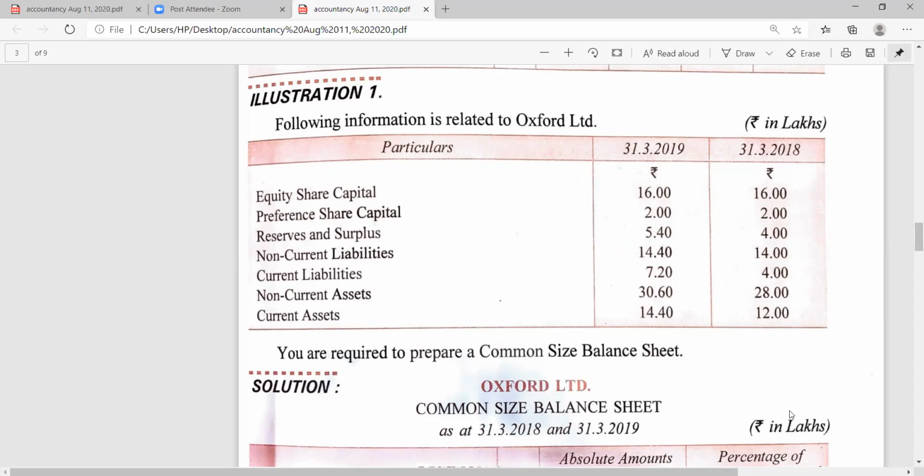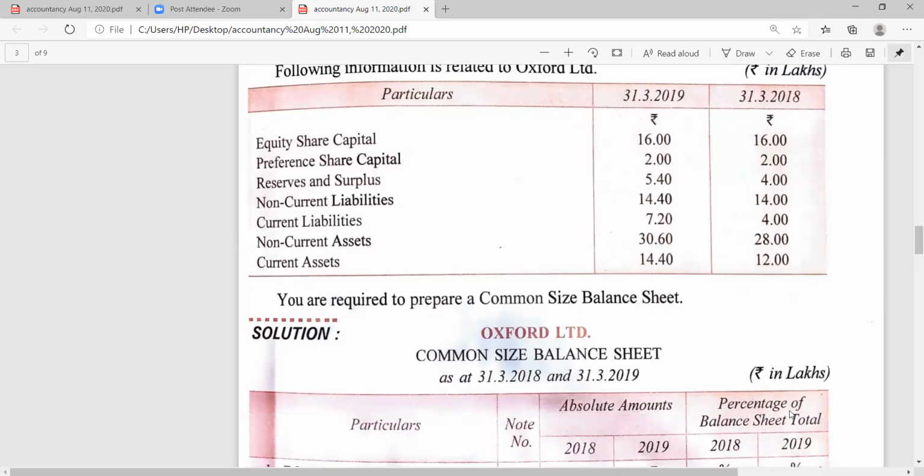So we have to consider the details from here, that is given: equity share capital, preference share capital, reserve and surplus, non-current liabilities, current liabilities. All these are to be shown under equity and liability. On the other hand, assets, non-current assets and current assets are given to us as well.